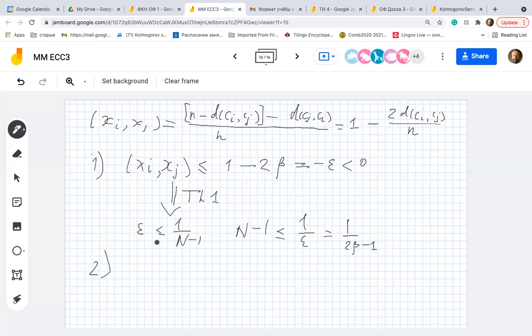And to prove the second bound, we just mention that we know that this relative distance is at least 1/2. So that means that the inner product of xi, xj is at most 1 minus 2 times 1/2, that is at most 0. And again, by the second geometrical theorem, we know that the number of such vectors is at most 2 times the dimension. This is what the second Plotkin bound claims.